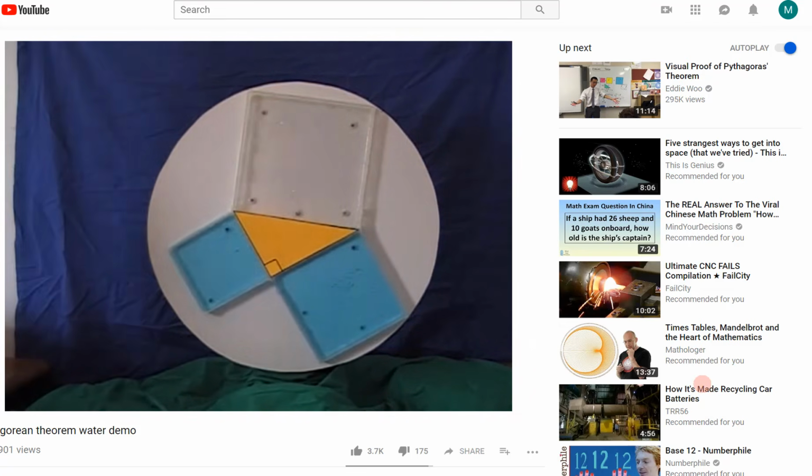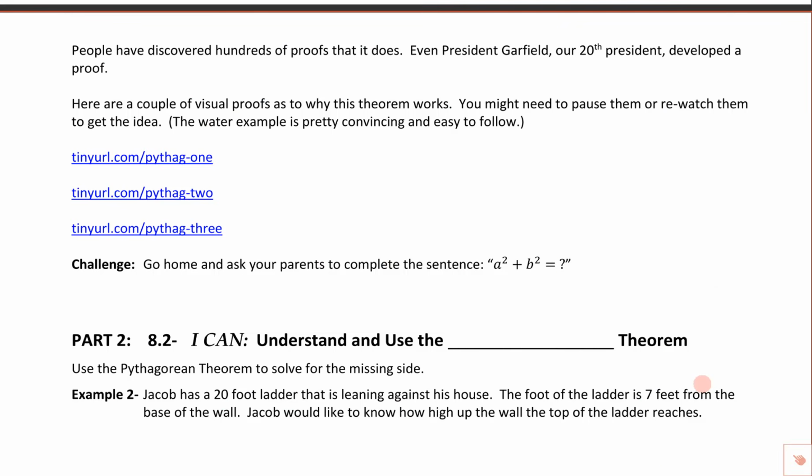I would really encourage you to look some of those up. So I'm going to get rid of that, and we're going to come back here. I've got two that are pretty good. You could just Google or type into YouTube, proof of the Pythagorean theorem. You'd see a bunch of different ones. I like both of these other ones, but the water example is pretty easy to follow.